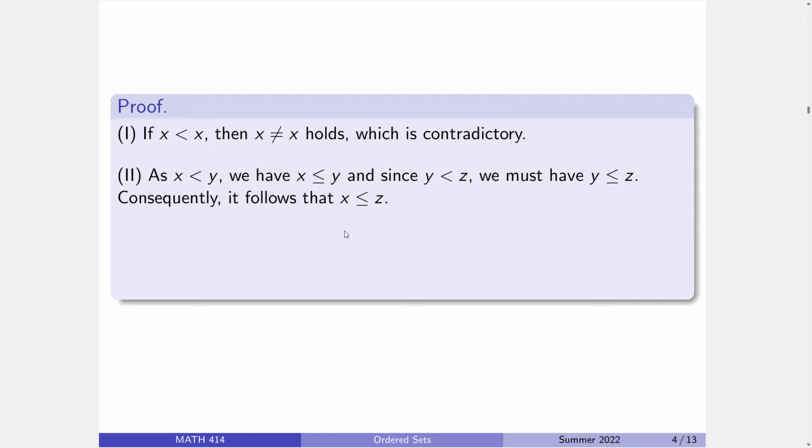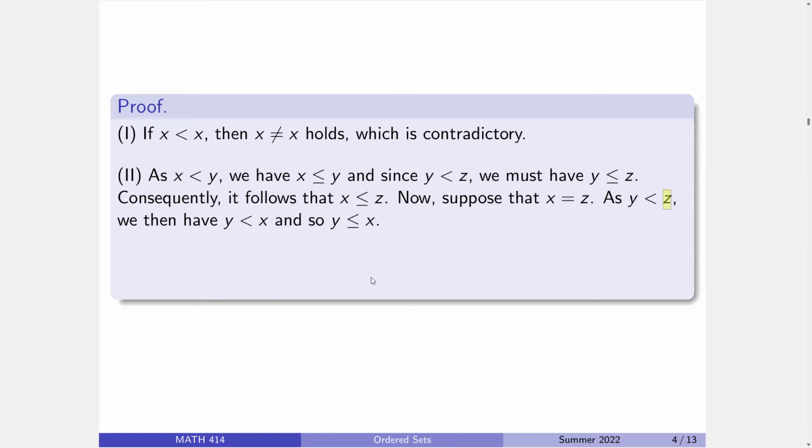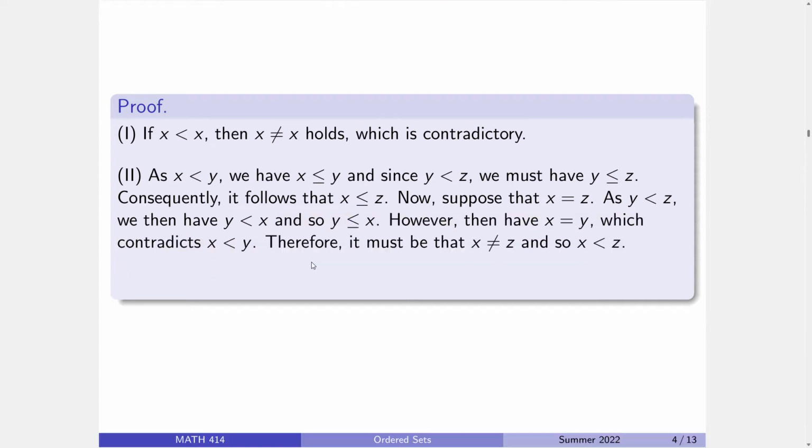Now we just need to verify that x cannot actually equal z. So suppose that was true. I have y is strictly less than z, and if x is equal to z, then I must have y is strictly less than x, and now what does that guarantee? That guarantees y is less than or equal to x. But I have x is less than or equal to y, so that means I must have x is equal to y, but that contradicts that I have a strict inequality there. So it's got to be that x and z are different, so I've got the strict inequality.